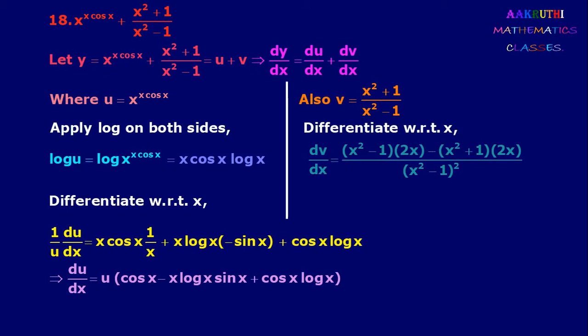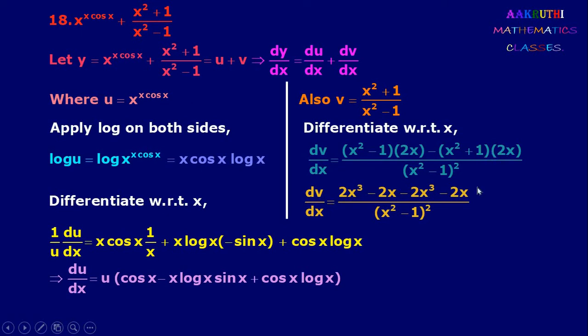So next, simplify this. Multiply x square into 2x, it is 2x cube, minus 1 into 2x is minus 2x, minus x square into 2x is minus 2x cube, and here minus 1 into 2x is minus 2x, denominator same, x square minus 1 whole square. Now here 2x cube minus 2x cube get cancelled, so remaining is dv by dx is minus 4x divided by x square minus 1 whole square. So that is 2x cube cancel, minus 2x is minus 4x divided by x square minus 1 whole square.